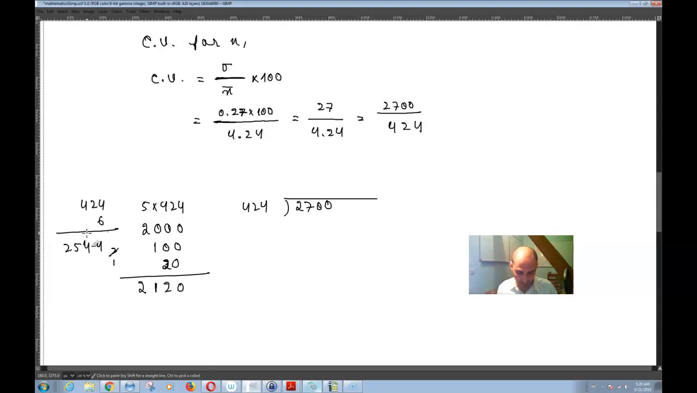424 times 5 is equal to 2120. 424 times 6 is equal to 2544. I think that's the value that you can use. So 2544, and if you subtract, you will get basically a 6 here, a 9, a 10.